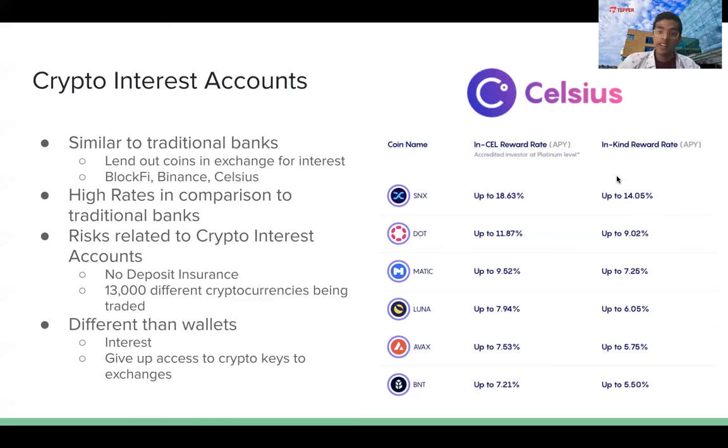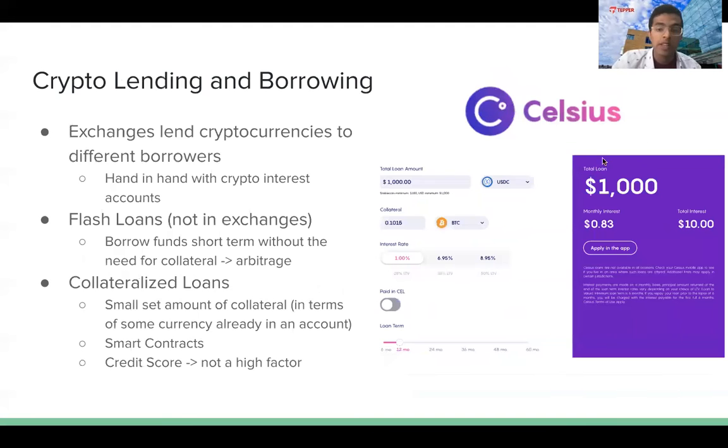So Celsius provides two different ways to earn interest. The first way is through an in-kind APY, which provides interest using the asset the account is in. And the second way is through the Celsius utility coin, CEL. The second way has an interest rate that is up to 30% higher than the in-kind interest rate. And the only way to be qualified to receive interest through CEL is to sign up as a platinum level accredited investor. So now on the next slide, we'll be moving on to crypto lending and borrowing.